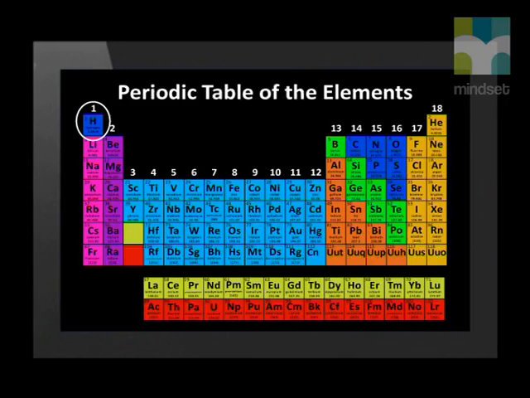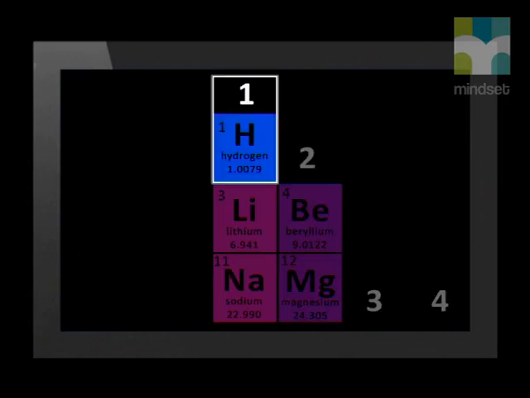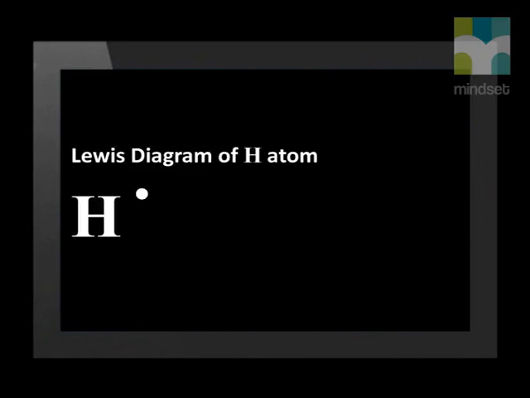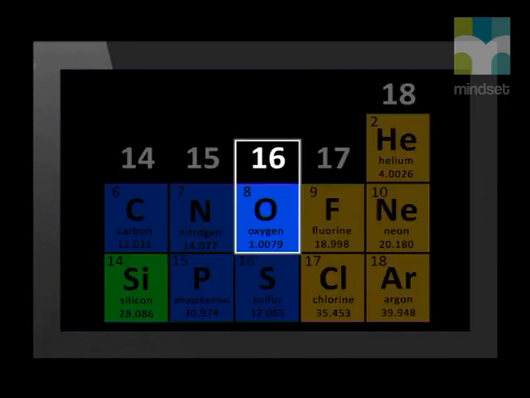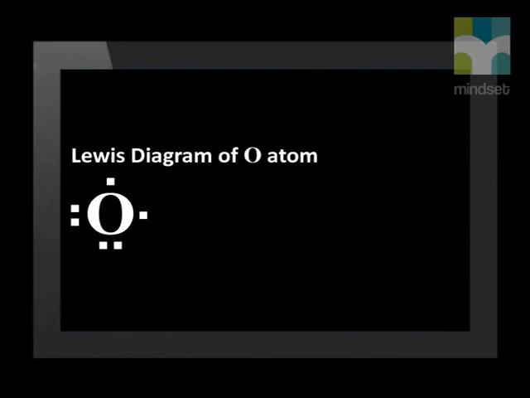If we look at the periodic table, we can see that the hydrogen atom is in group 1. From this, we understand that hydrogen has one valence electron in its outer shell. The Lewis diagram will look like this. The periodic table also shows us that the oxygen atom is in group 16 and has 6 valence electrons. We can again use Lewis diagrams to depict this.